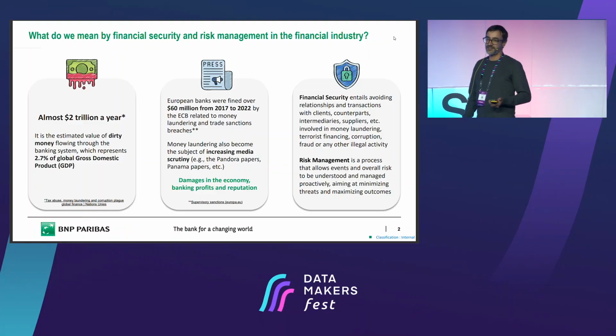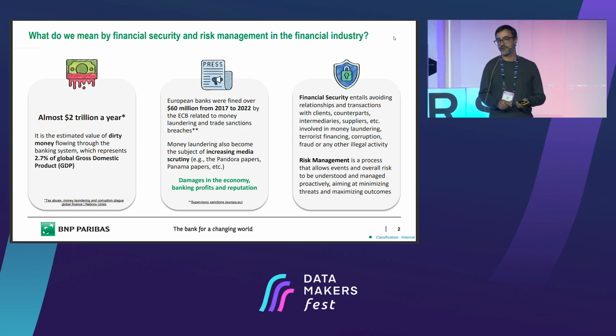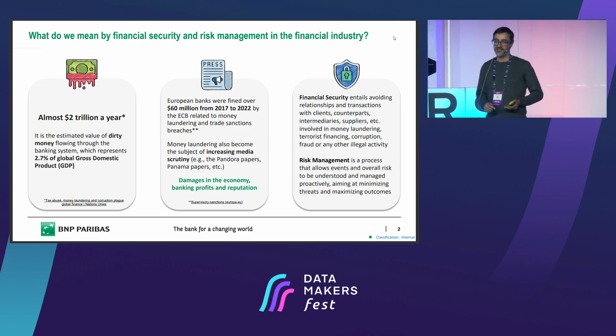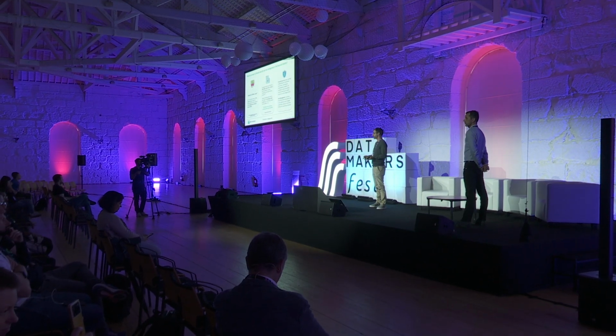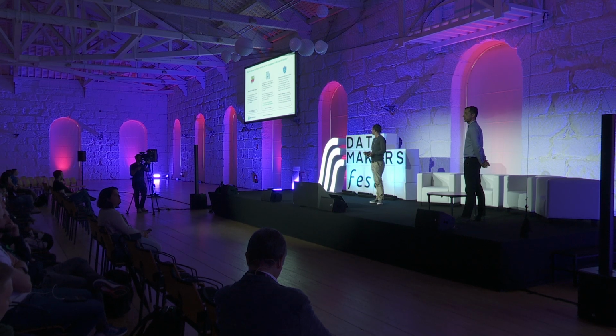So, as promised, I will try to introduce the size of the problem, and the size of the problem is almost $2 trillion a year. This is the amount of money that flows into the banking system, dirty money, and it is so huge that it corresponds to approximately 2.7% of the world's GDP. So as you can see, the issue is big.